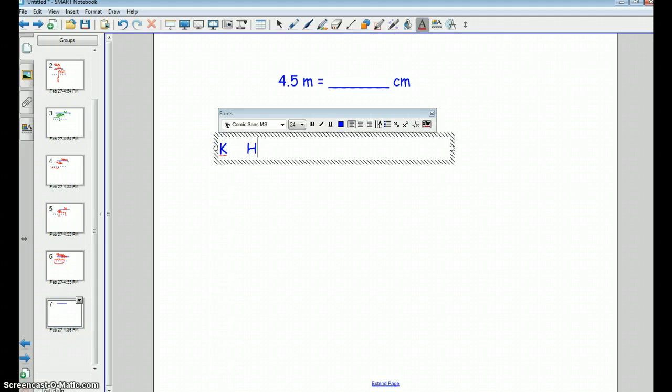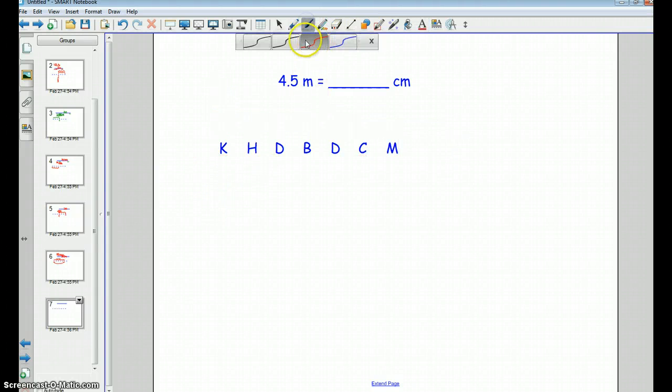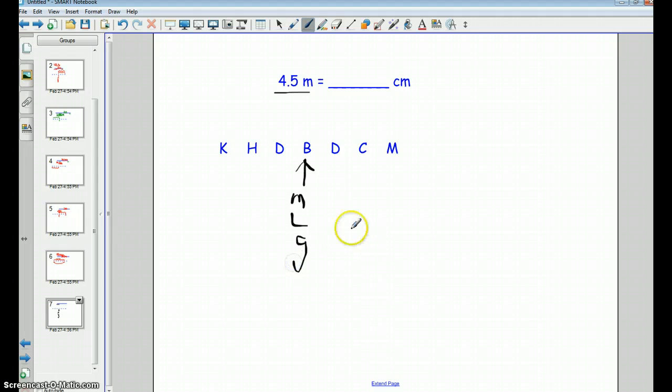Okay, I'm going to type out King Henry died by drinking chocolate milk. And I'm going to start at the number that I'm given, which is 4.5 meters. Meters sit at my base. That's my meters, my liters, and my grams. Oops, my G is a little crazy. So I'm starting at the meters. I'm going to the centimeters, which is right here. So I'm going over 1, 2 different places.